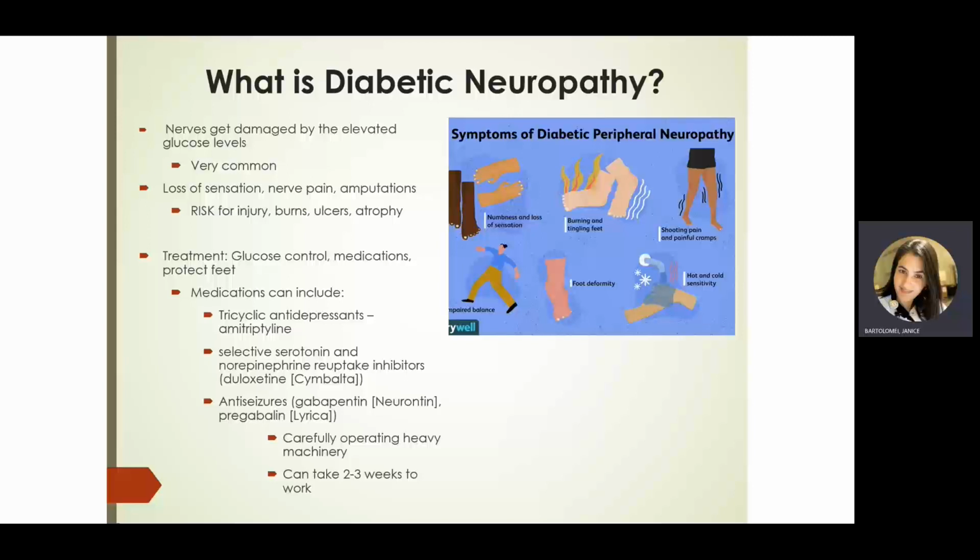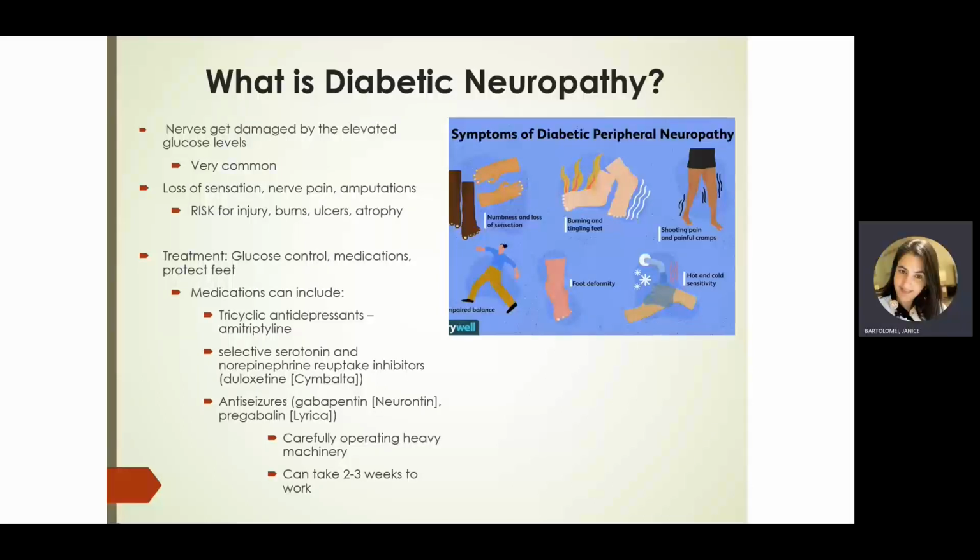So by preventing it and controlling your glucose levels, don't let it get out of control. Otherwise maybe the second year that you're diagnosed with diabetes, you have neuropathy. And another thing is that you want to protect at all times your skin and your peripheral legs, so that way you don't get wounds and cuts, etc.